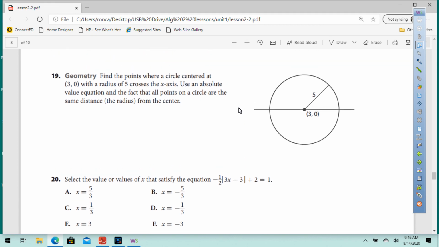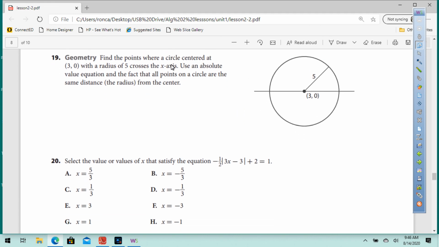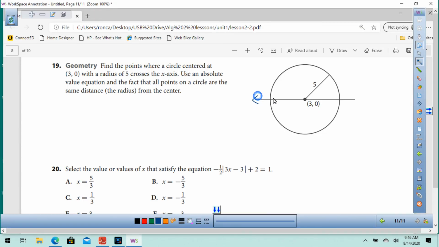19, geometry. Find the points where a circle centered at (3, 0) with a radius of 5 crosses the x-axis. So we're saying that this is the x-axis, all right? And this point here is 3, right? That point is 3. So what is this point here, and what is this point here? Let's see, 4, 5, 6, 7, 8. That's going to be (8, 0), and going the other way, 2, 1, 0, -1, -2. That's going to be (-2, 0). So those are the 2 points.